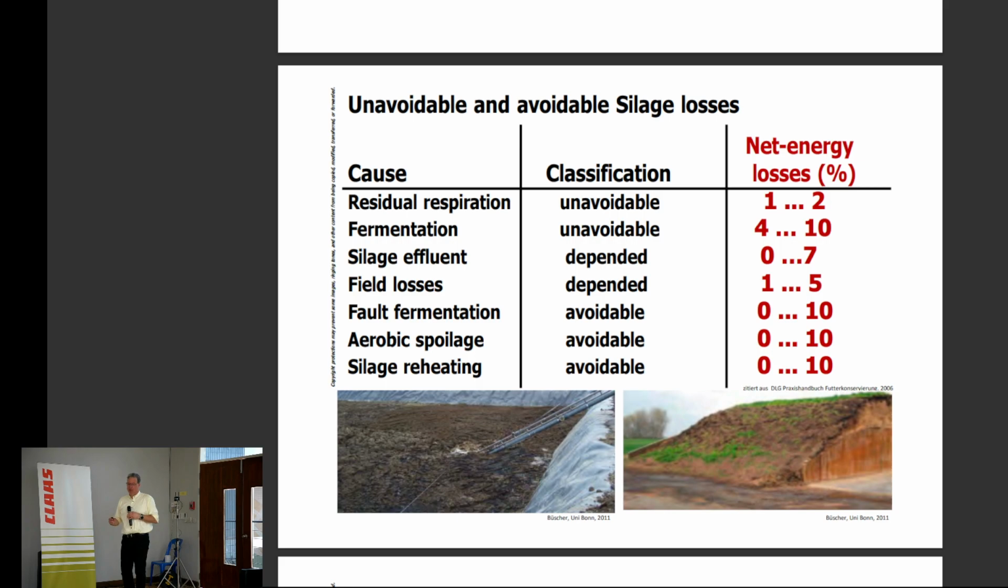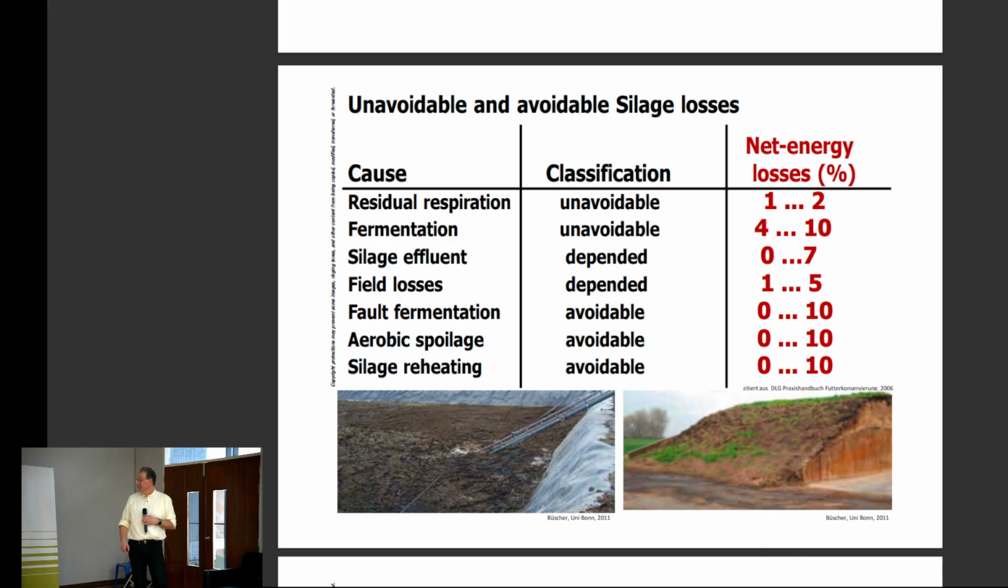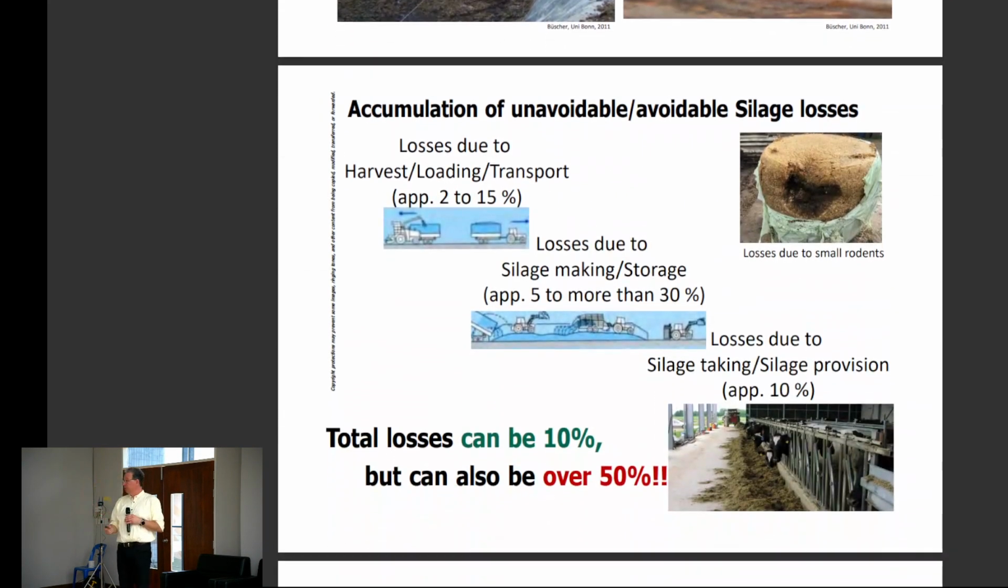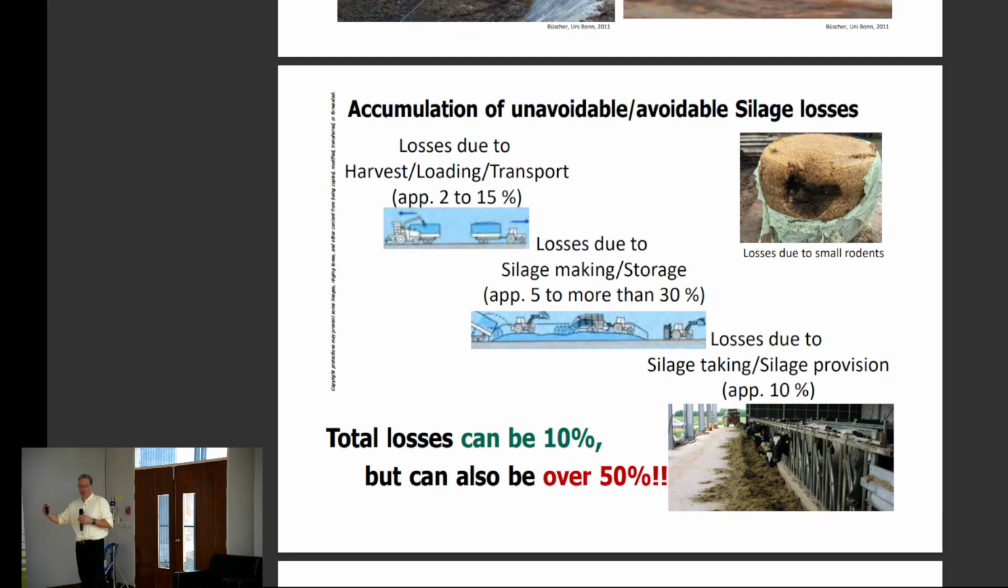And to make the picture full, and that's the last slide with numbers, don't worry. If I now look at the whole picture, you have losses due to harvest, loading, transport, somewhere between 2 to 50. Let's say if you're working well, 2%, but they're realistic. Losses due to silage making, from 5 to 30. To be honest, I have never seen a silo in Germany, at least, that has less than 10%. So the normal way is rather 20 to 30.